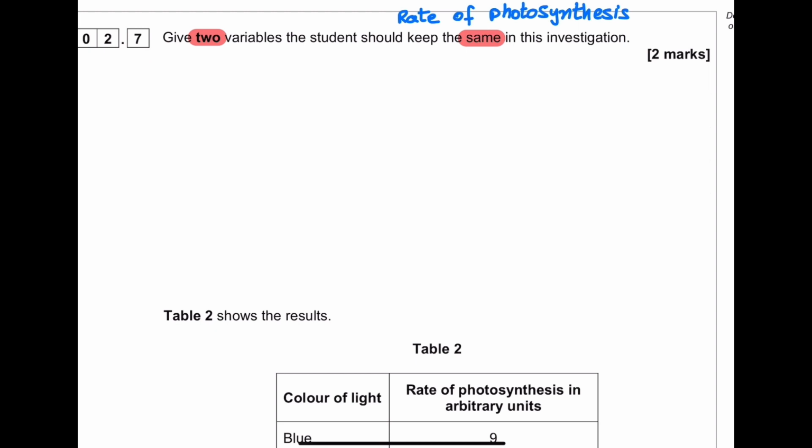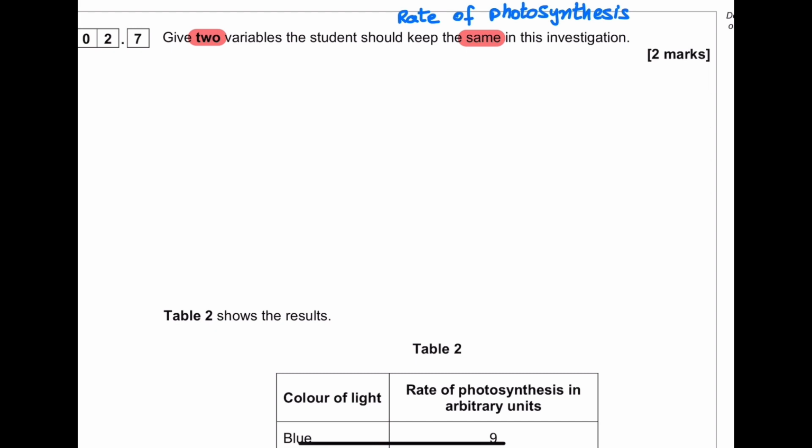2.7 is an AO3 question, which is from the practical activity number 5. And this question is from the rate of photosynthesis. Give two variables the student should keep the same in this investigation. The variables which are kept constant, they are called controlled variables.